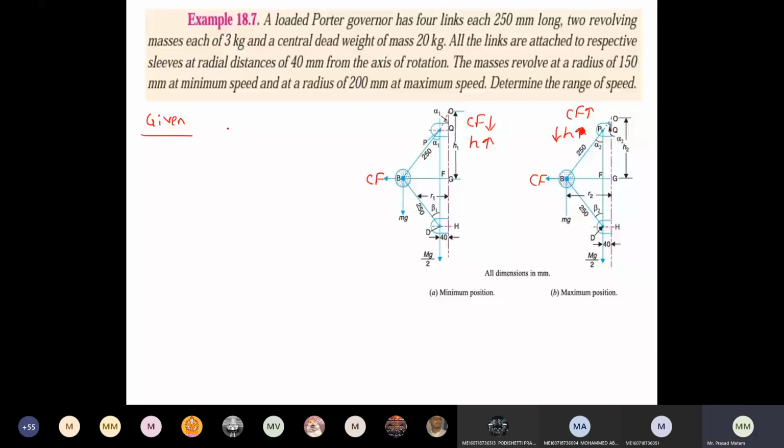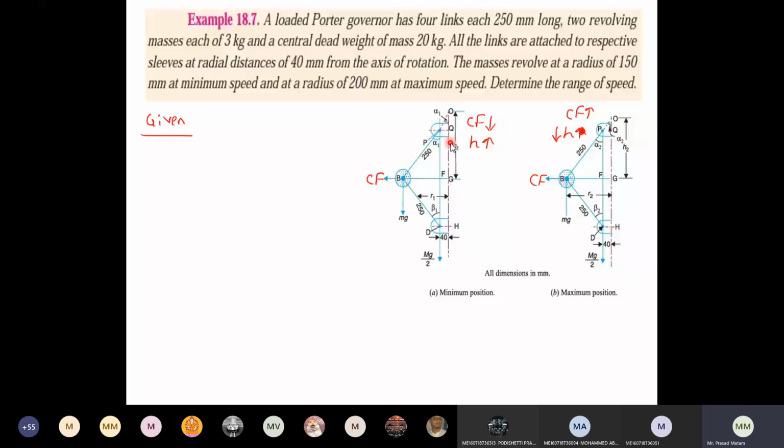The loaded governor has 4 links, each 250 mm long. Now you can see these distances here. This is the upper arm and this is the lower arm. So where are this upper arm and lower arm located? This red line is the axis of rotation. The upper arm and lower arm are not located on the axis of rotation. They are away from the axis of rotation, at a distance of 40 mm. You can see here the upper arm and lower arm are located at an offset distance of 40 mm from the axis of rotation. Now here the angle alpha 1 is the angle made between the upper arm and the axis line.